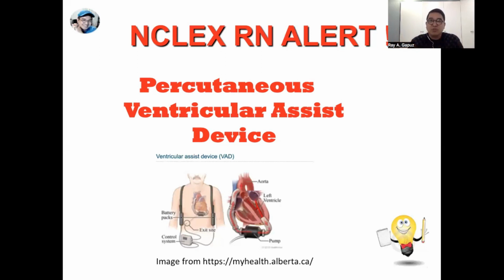And then the patient should also be monitored for bleeding, because the patient will be on a blood thinner. Even if the patient is on a blood thinner, they still are at risk for developing stroke because of clots that could potentially form from any part of the percutaneous ventricular assist device. So once again, this device is for patients with chronic heart failure and those who are waiting for cardiac surgery.